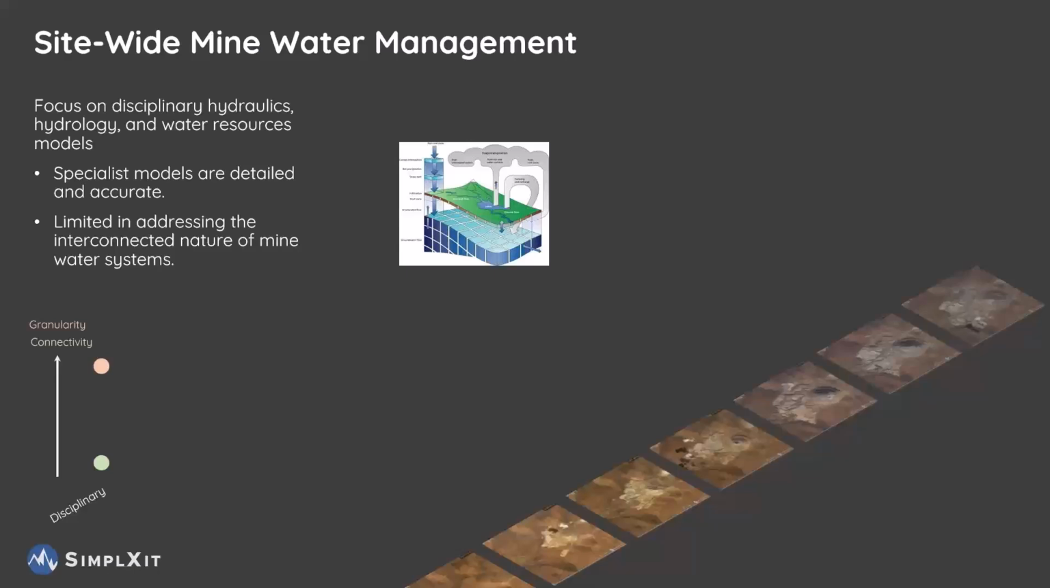And when we look at systems like mine systems, they are highly dynamic and very difficult to predict. And the models that we use in water, which are hydraulics and hydrology models, are very accurate and contain a great level of detail, but they're limited in terms of addressing the interconnected nature of a mine water system. So to some extent, you need to lose some of the granularity so that you can actually gain some perspective about how your systems behave.